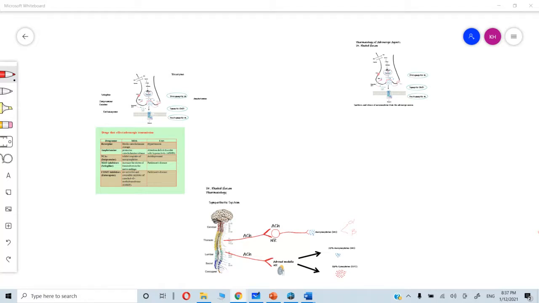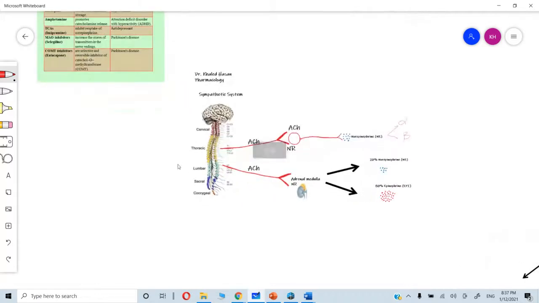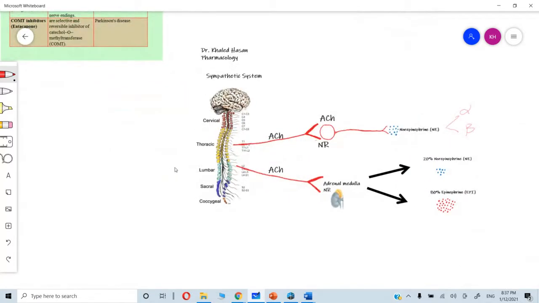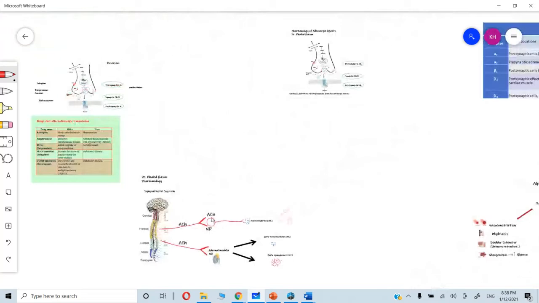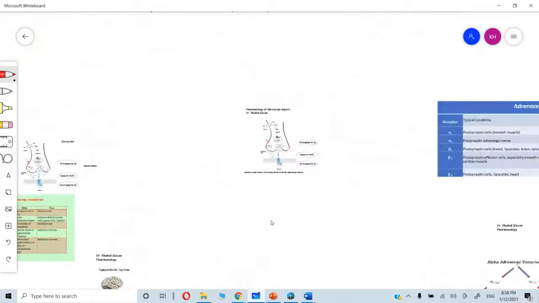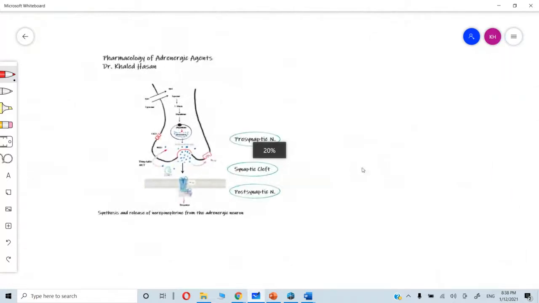We already spoke about the sympathetic system last time, about the origin of this sympathetic system from the thoracic and lumbar spinal cord, and how the presynaptic neuron interacts with the ganglia, then the postsynaptic neuron releases norepinephrine and epinephrine. Today we are going to speak about the synthesis and release of the neuromediator called norepinephrine, which is our topic for today's session.